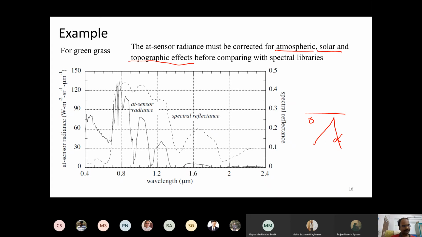So essentially, whatever energy is reflected or emitted by the Earth's surface, before it goes to the sensor, it will be affected by the atmosphere, the incoming solar radiation itself, and the topographic effects. This particular figure in this slide is just to give an example of how the signal that reaches the sensor will change. This is an example for green grass, modeled at certain atmosphere and solar radiation conditions. What is given as a dotted line here is the true spectral reflectance curve from the grass. So it should look like this.